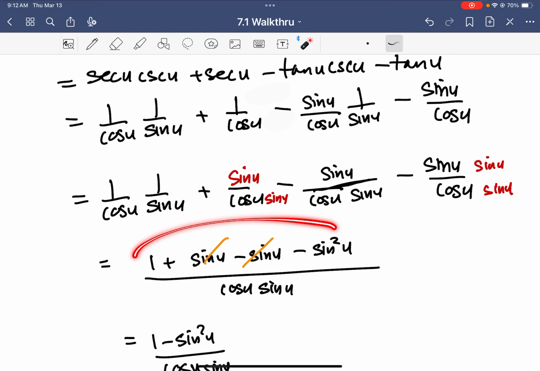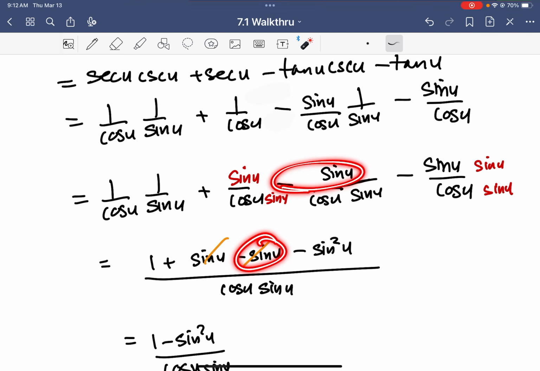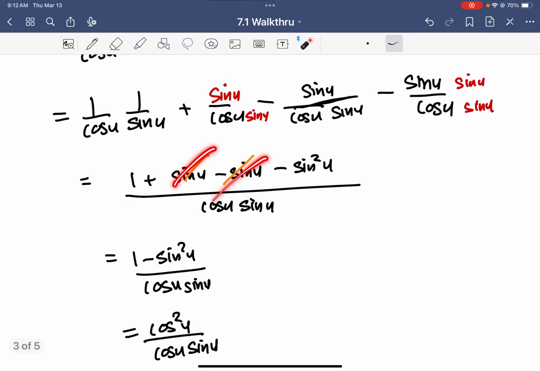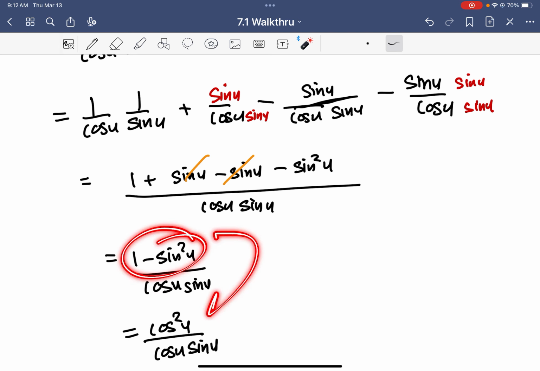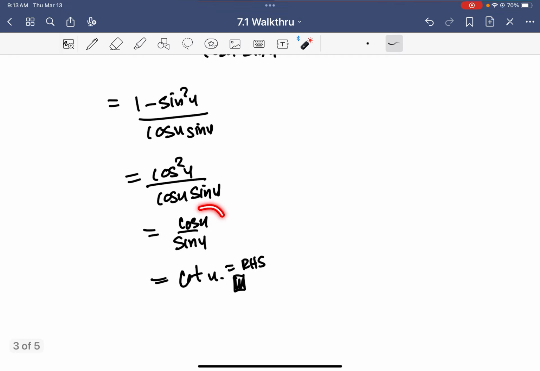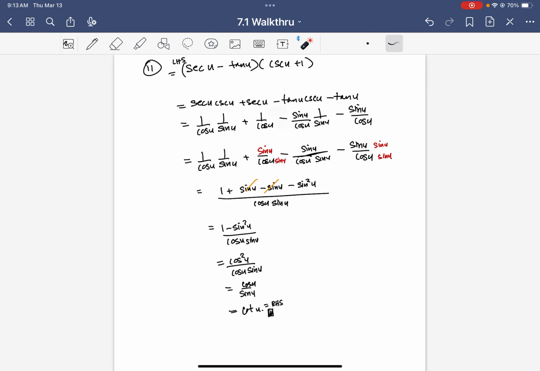And so I just add all the numerators over the common denominator. Well, that is 1. This is sine. This is negative sine. And this is negative sine squared. So these cancel out beautifully, give me 1 minus sine squared. But I have memorized that that's cosine squared. These cancel out and give me just cosine over sine, which is what I want, cotangent. And there was much rejoicing.